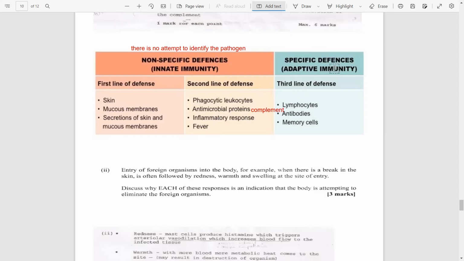The third line of defense now is your adaptive immune response, which includes your humoral and cell-mediated response. Now, your third line of response is to really try to identify the pathogen. It's not like the earlier lines, which are not attempting to identify the pathogen, they just want to destroy it. But the third line wants to identify it. So that's where your lymphocytes, your antibodies, and memory cells come into play.